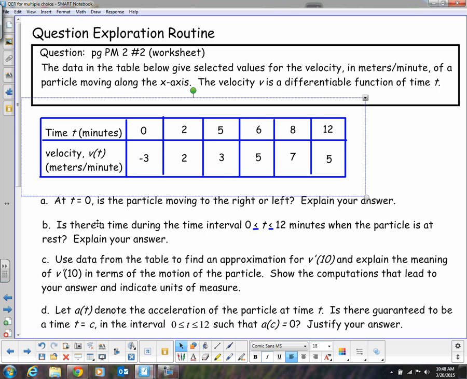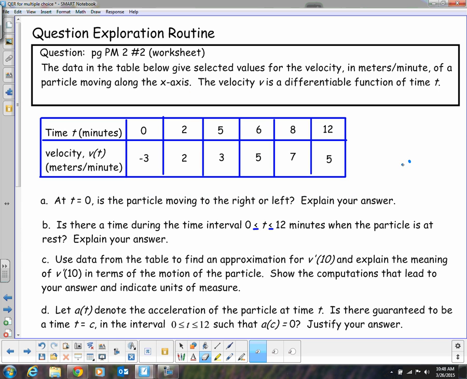The kids are not reading the questions well enough. So notice when you do a QER, you either copy or tape the question to your QER, because the first blank, this first page, is the question, or you rewrite it or whatever.